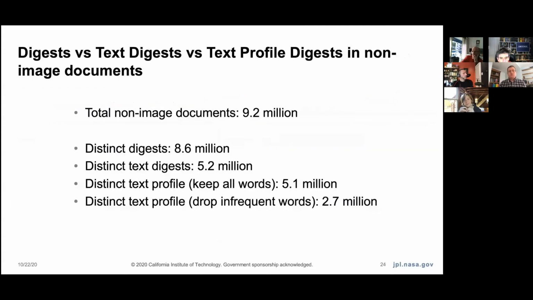All right, so within this index of largely HTML files, there were 9.2 million non-image documents. There were 8.6 million distinct digests, 5.2 million distinct text digests. And then when I did the keep all words for text profile, that dropped down to 5.1 million. And then when I removed infrequent words, which is the default Nutch text profile, we got down to 2.7 million distinct text profiles. So you can see some dramatic drops in the number of distinct files when you start doing these different levels of digesting: the raw bytes, just the text normalized, and then the text profile.